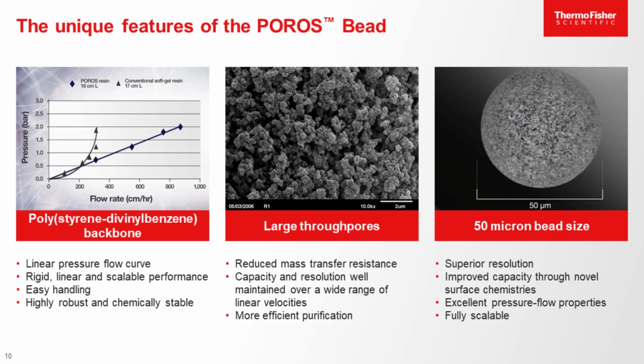The second attribute is a large pore structure that results in reduced mass transfer resistance in comparison to other resins. This large pore structure enables linear velocity increases with very little loss in capacity and resolution and improved process productivity. And finally, the third attribute is a 50-micron average particle size. The small particle allows for less band broadening in packed beds and therefore improves the resolution of molecule separation and improved impurity removal.